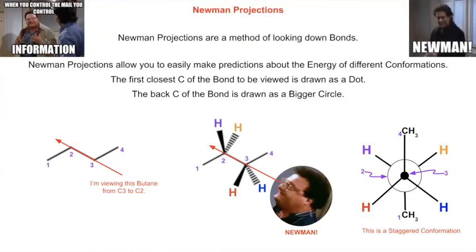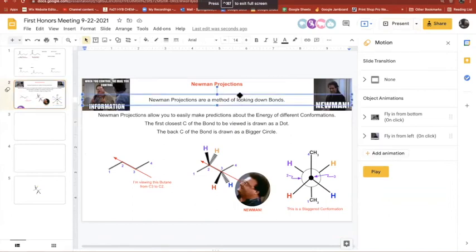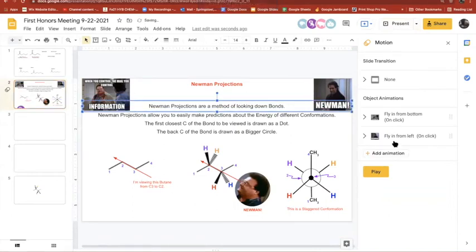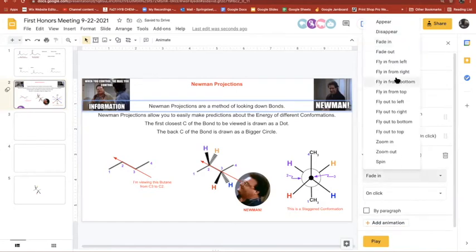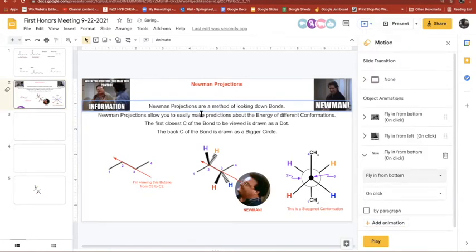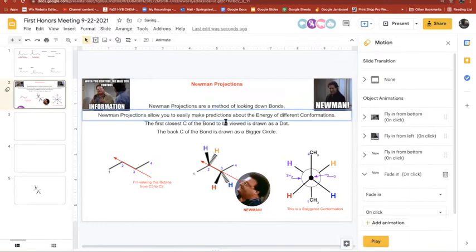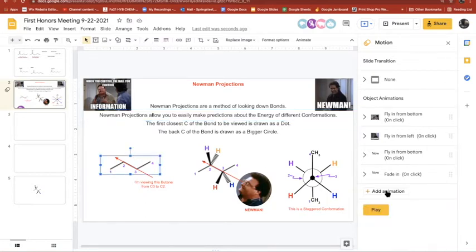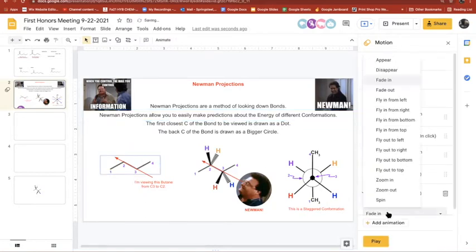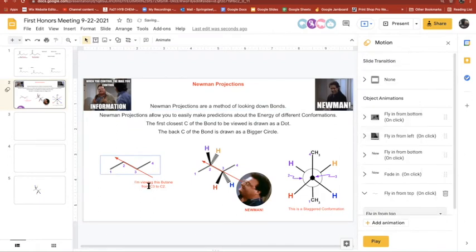And then that comes across, Newman, right? And then I'll have this appear and maybe have it flying from the bottom. And then Newmans are an easy way to make things. And then here's an example. Say I add this, maybe I'll have that flying from the top so they know what to look for.